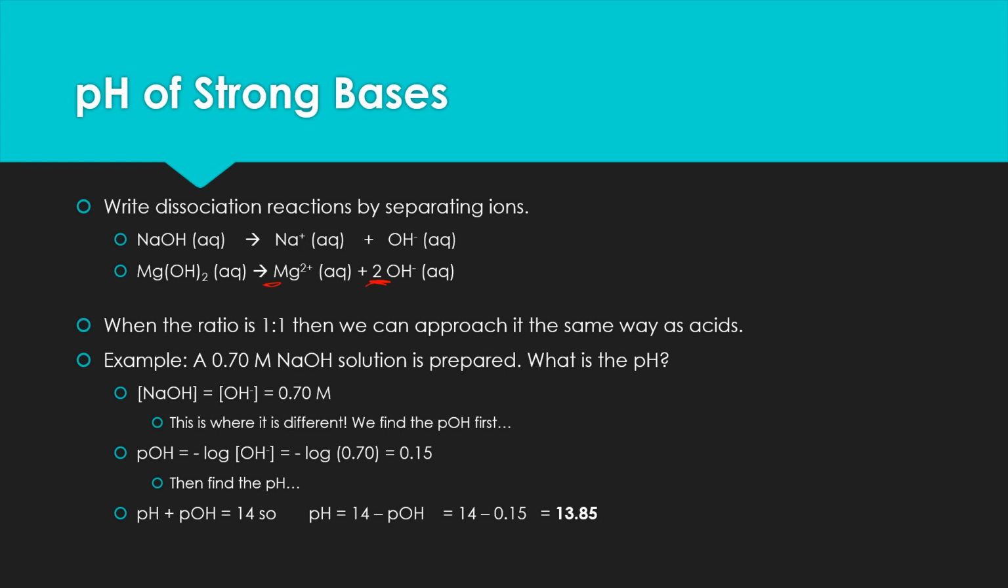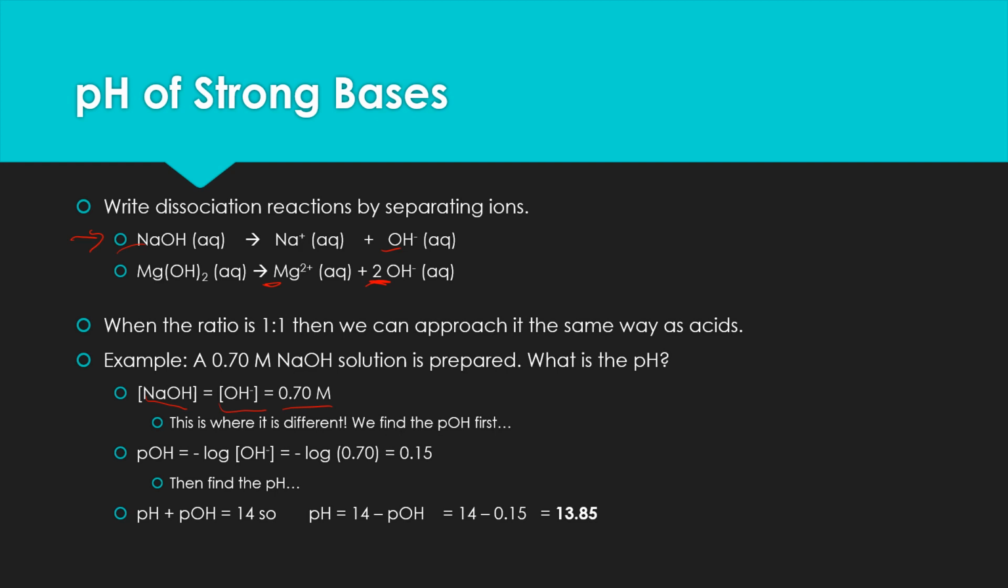So when our ratio is 1-to-1, like the NaOH, so any of our group 1 metals, then we can approach this the same way, or very similar way, as our acids. So let's take a look at one of those. So if our concentration of NaOH equals our concentration of hydroxide, because it's a 1-to-1 ratio, if our solution is 0.7 molar NaOH, then we get 0.7 molar hydroxide.